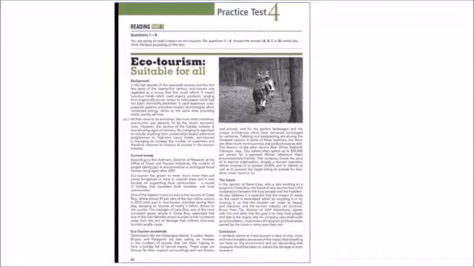Trekking and backpacking are among the cheapest options in some of these locations, but there are other much more luxurious and costly choices as well. The director of the Safari Service, Roar Africa, Deborah Kalmeyer, says, "Our clients often spend up to $30,000 per person for a personal African adventure that's environmentally friendly." Her company shares the aim of its partner organization, Singita, a tourism operation whose purpose is to protect wildlife and its habitat, as well as to prevent the illegal killing of animals for their skins, meat, horns, or fur.